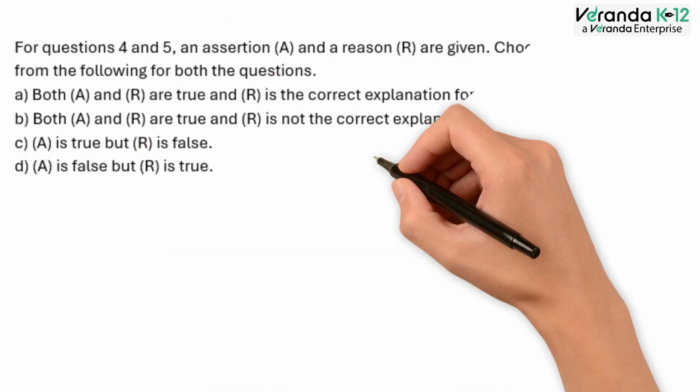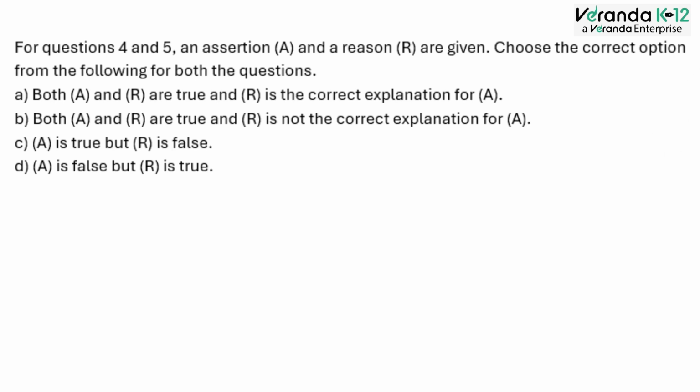For questions 4 and 5, an assertion A and a reason R are given. Choose the correct option from the following for both the questions. Option A. Both A and R are true and R is the correct explanation for A. Option B. Both A and R are true and R is not the correct explanation for A. Option C. A is true but R is false. Option D. A is false but R is true.